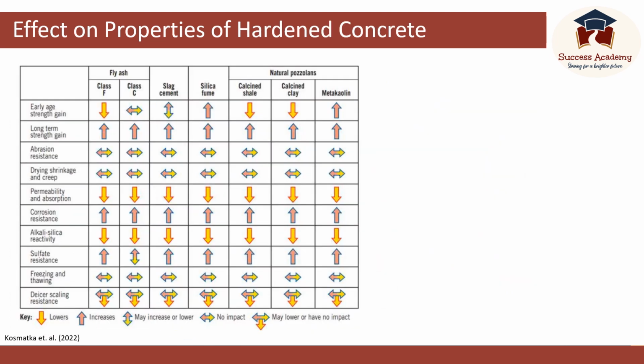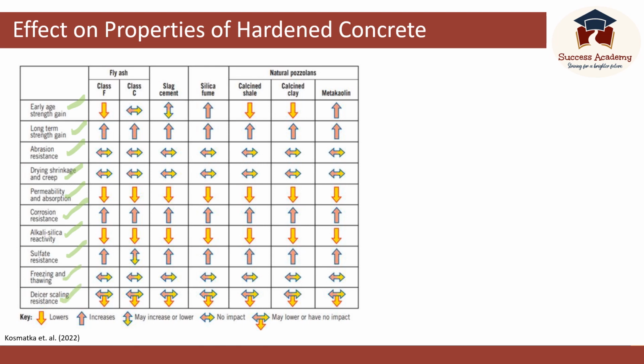Now let's look at the effect of different admixtures on properties of hardened concrete. Here we are going to look at early age strength gain, long-term strength gain, abrasion resistance, drying shrinkage and creep, permeability and absorption, corrosion resistance, alkali-silica reactivity, sulfate resistance, freezing and thawing, and de-icer scaling resistance.